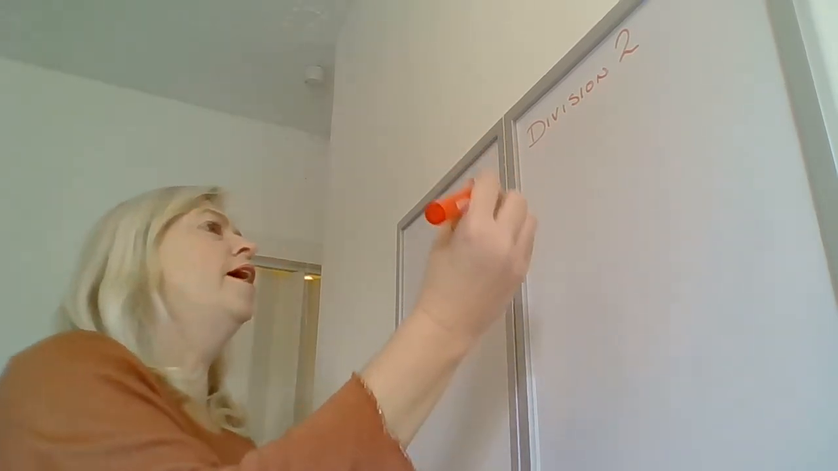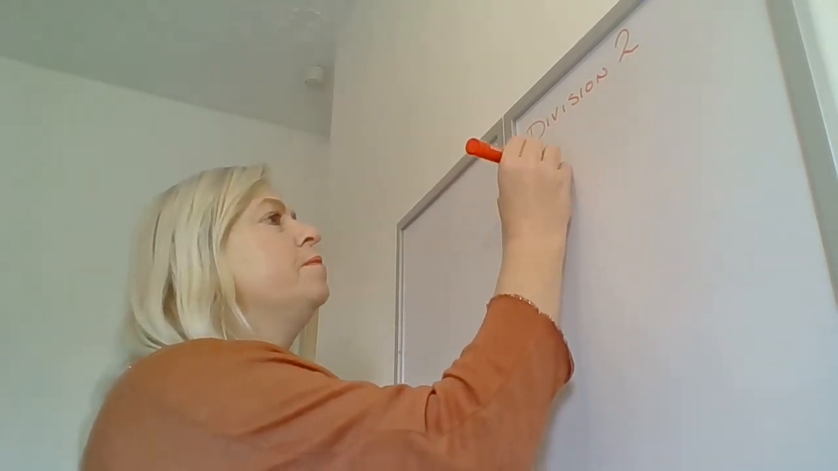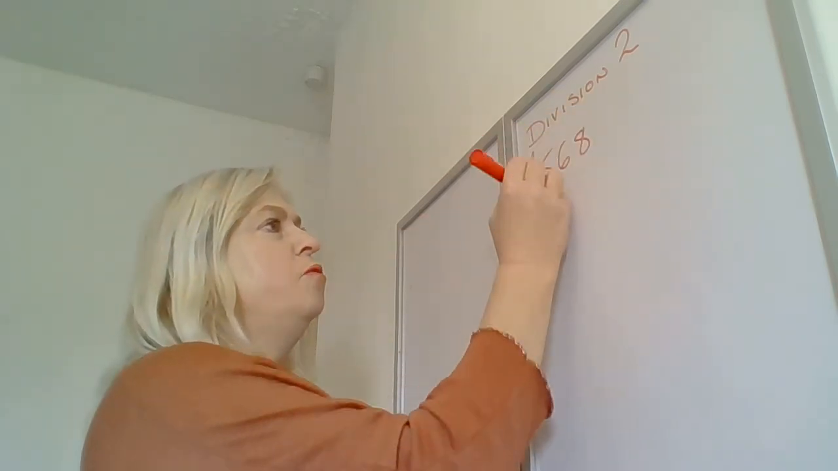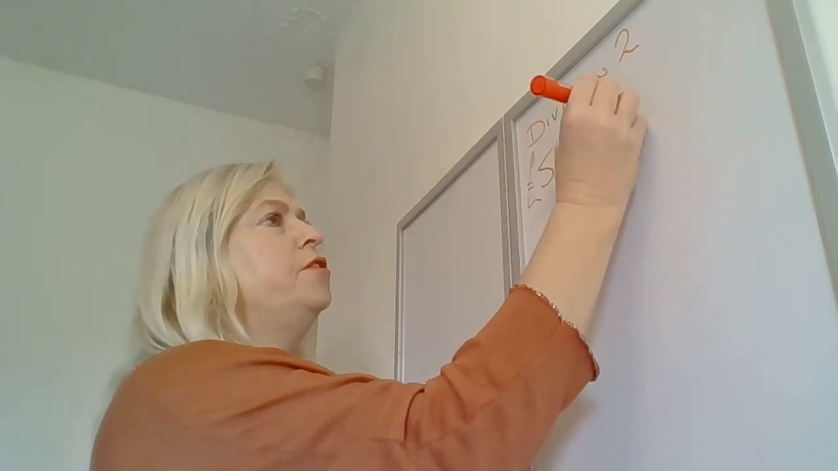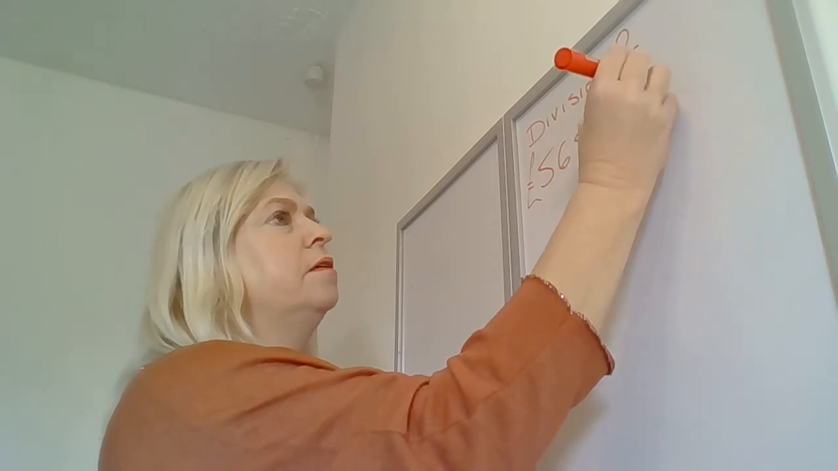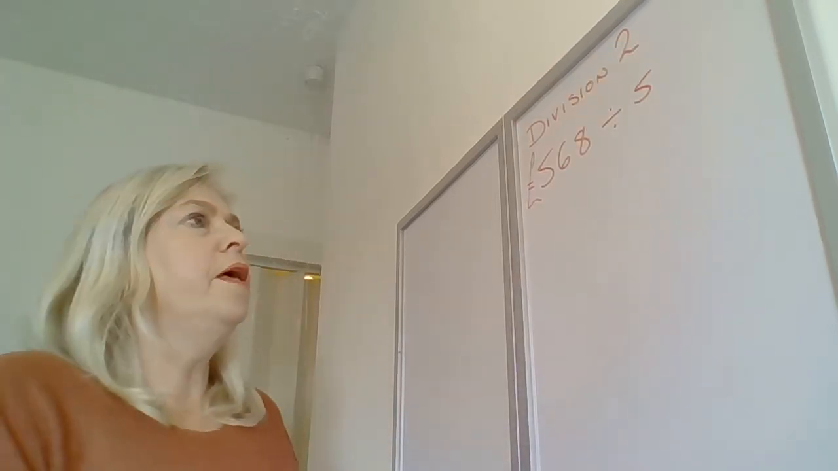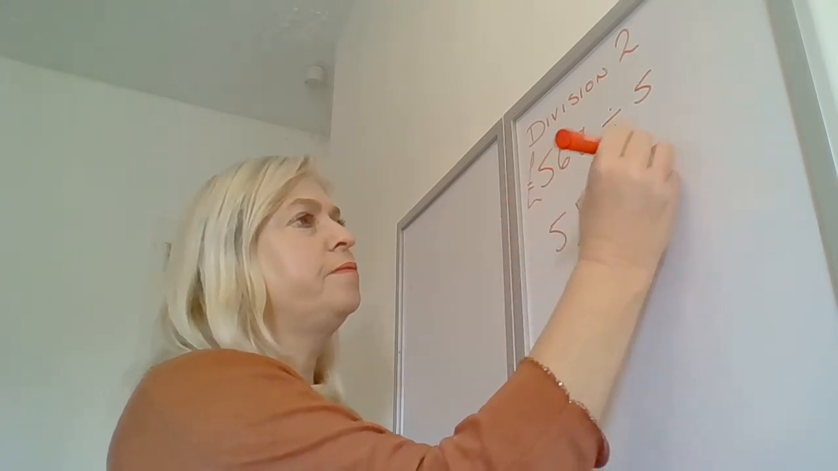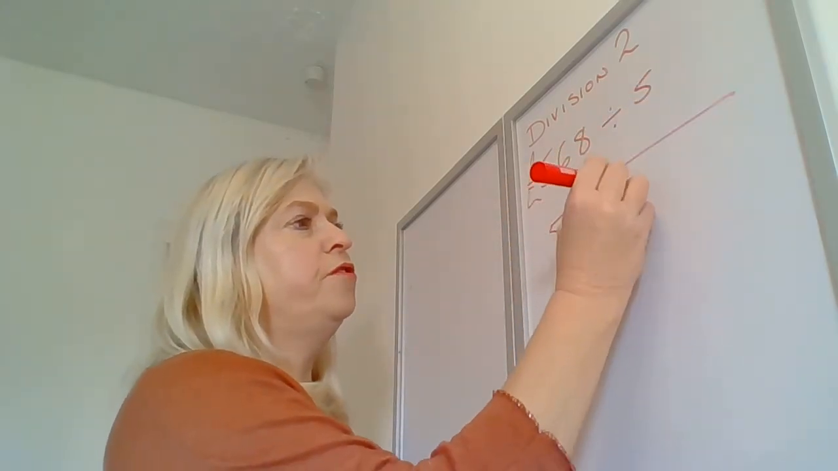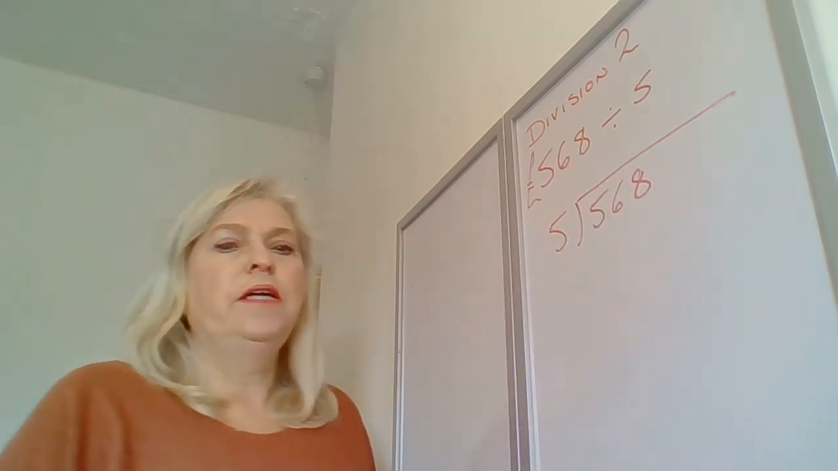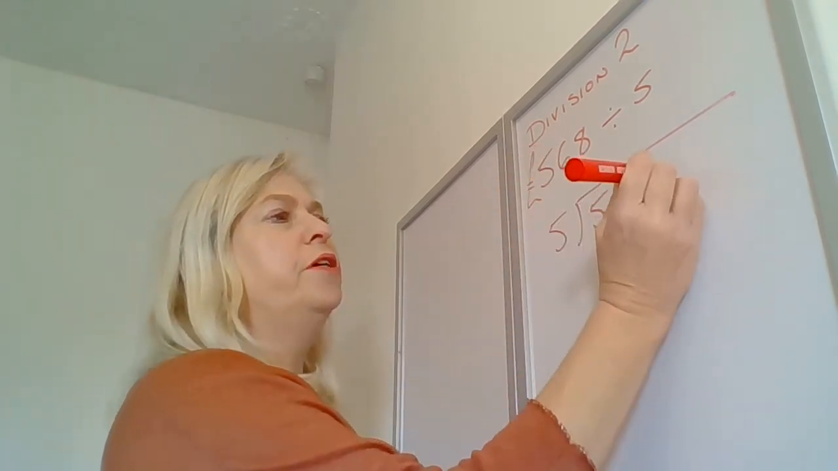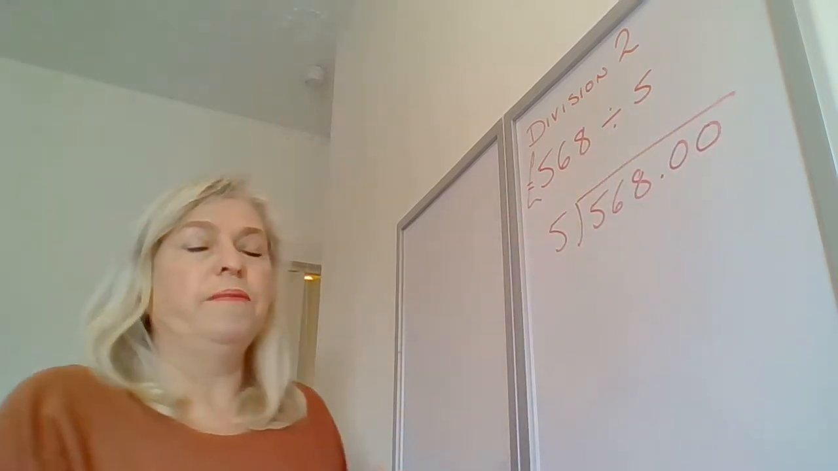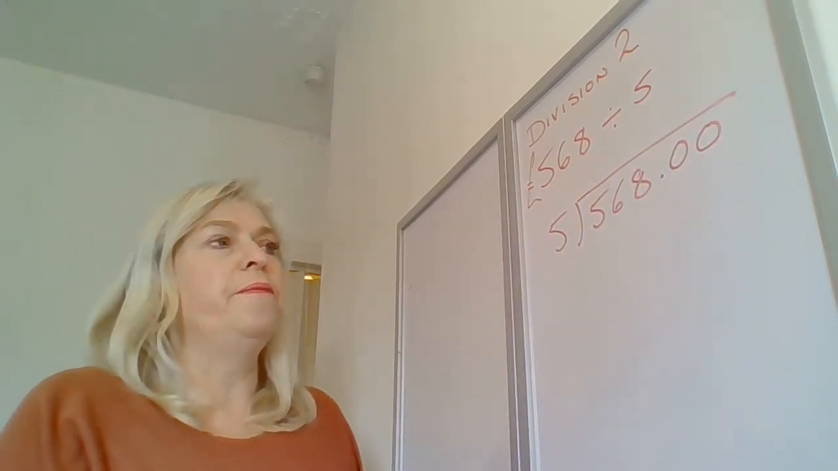So supposing we had 568, let's call it pounds, and we're going to divide it by 5. Okay, so it's 5s into 568. Now because it's money, we can put a decimal point and we can put 2 zeros. That actually does look like money, doesn't it? So we can use it that way.